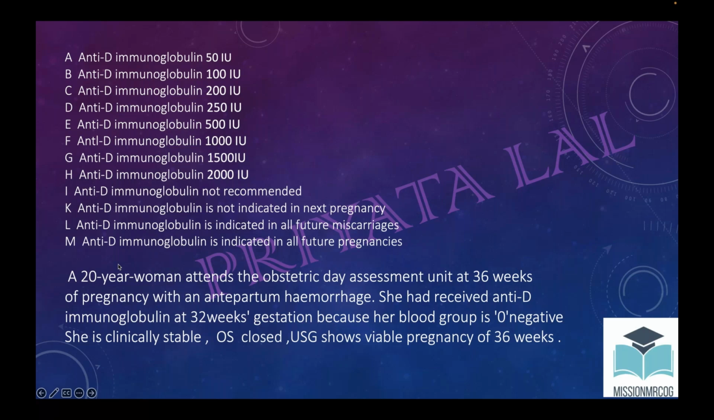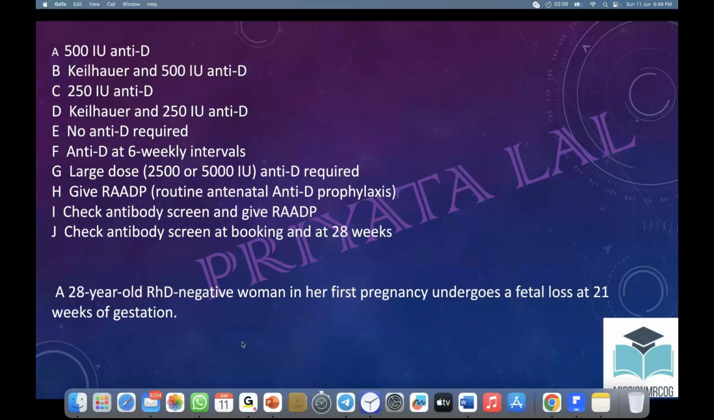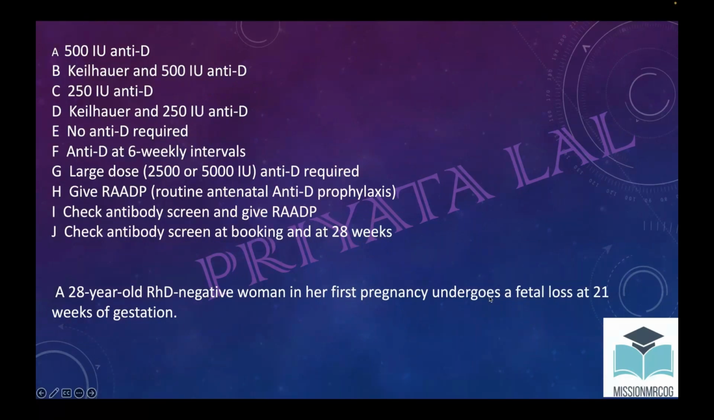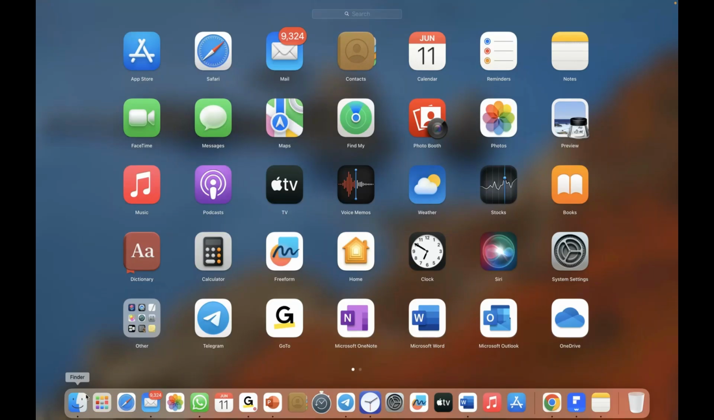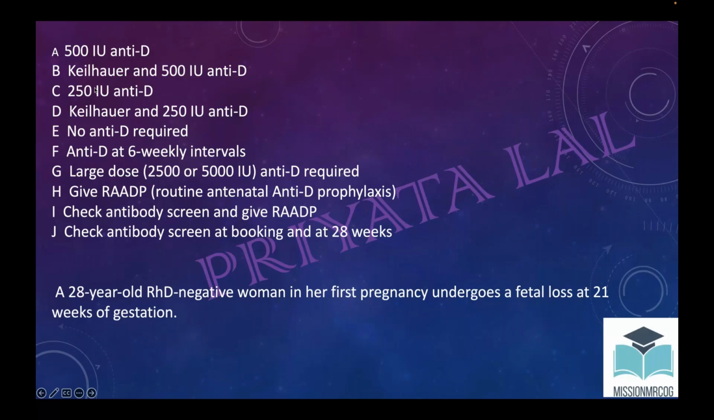A 28-year-old woman in first pregnancy, fetal loss at 21 weeks. Answer? E, ma'am. Yes. So more than 20 weeks, anti-D 500 and FMH test. So the answer is B.